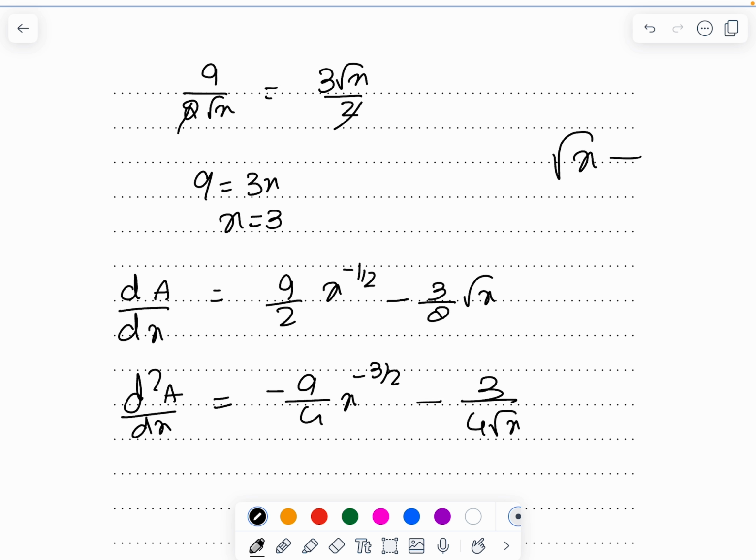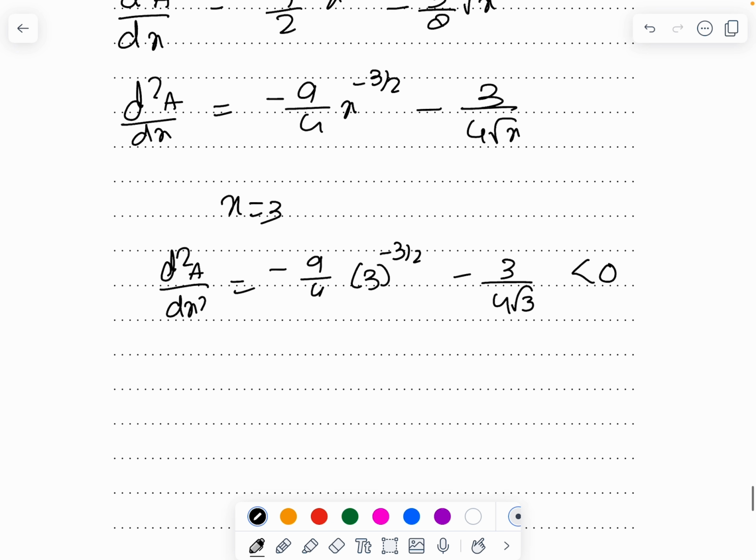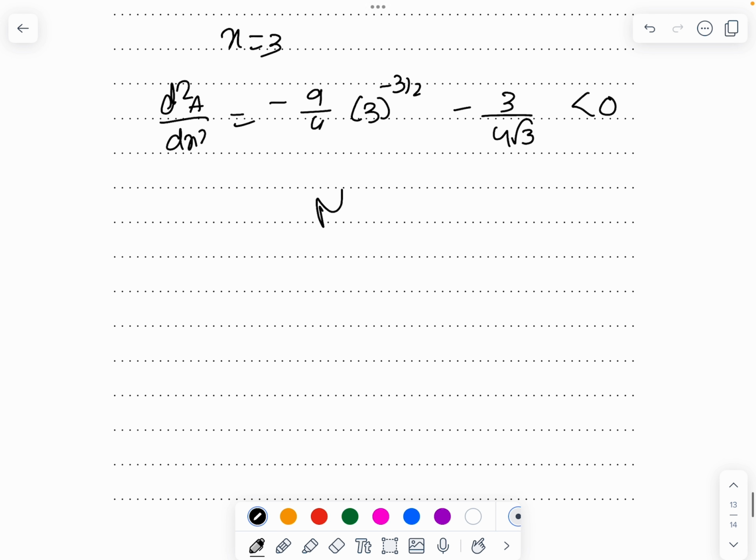Remember, the root x derivative is 1 upon 2 root x. That is the easiest formula to memorize. Now at x equals 3, plug in: minus 9 upon 4 times 3 power minus 3 upon 2 minus 3 upon 4 square root 3, which is clearly negative. So therefore it is a maximum at x equals 3.